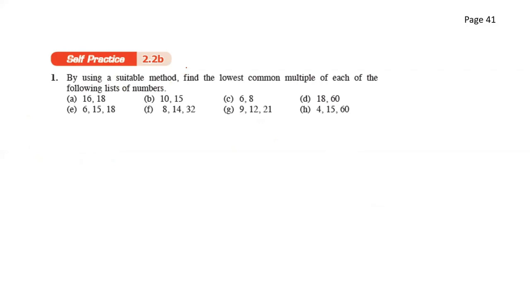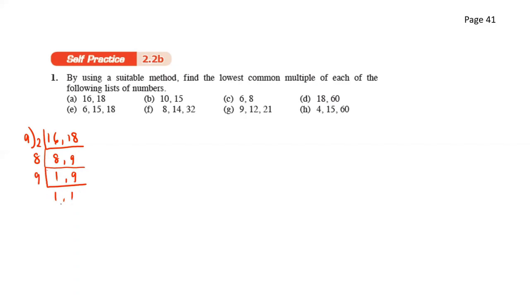By using a suitable method, find the lowest common multiple of each of the following lists of numbers. So first we have A, 16 and 18. So we'll do this. We'll divide it by 2 first. That will give us 8 and 9. Next, we will divide it by 8. That will give us 1 and 9. And dividing it by 9 will give us 1 and 1.